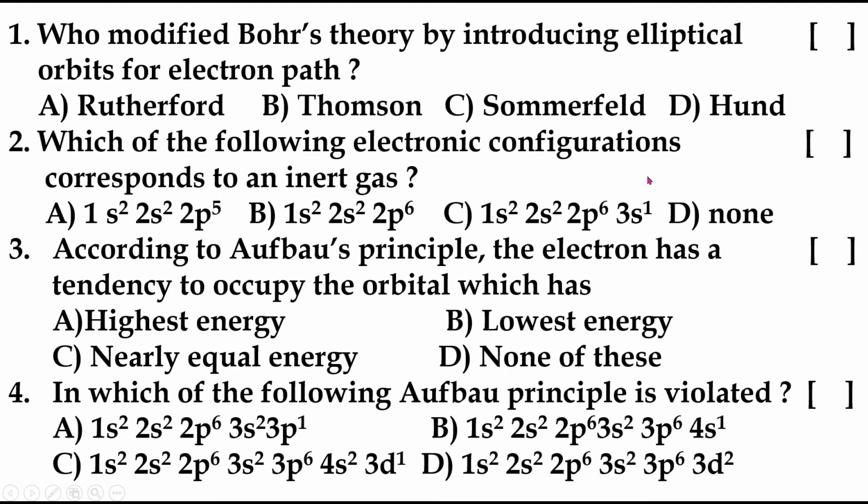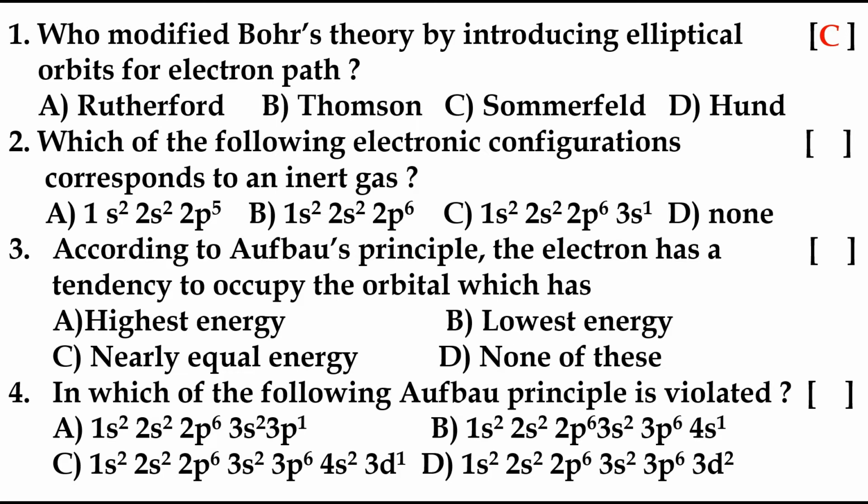First bit: Who modified Bohr's theory by introducing elliptical orbits for electron path? Option A, Rutherford. B, Thomson. C, Sommerfeld. D, Bohr. The correct answer is option C, Sommerfeld.